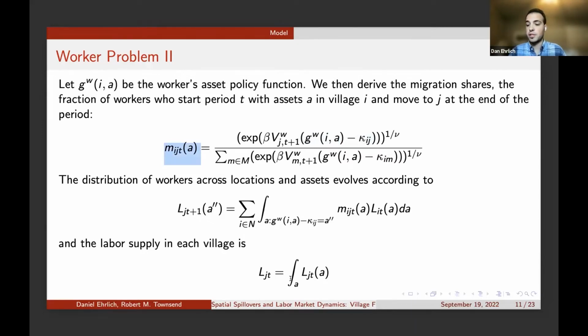Once we've derived these migration shares, we can derive a law of motion for the distribution of workers, which is given by the next equation, which basically says that we're going to sum over all possible villages that you could move to, and all asset states, to derive the flow of workers from one village and asset state to another village and another asset state. And finally, we can get the labor supply in each village by simply integrating over the asset states in that village.